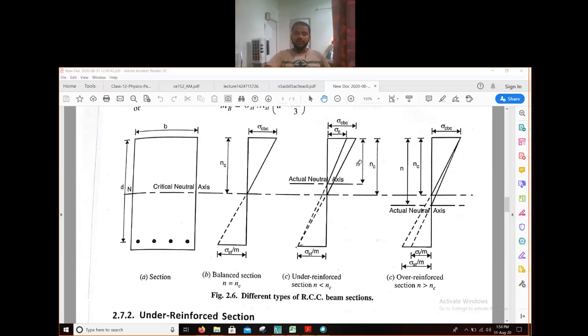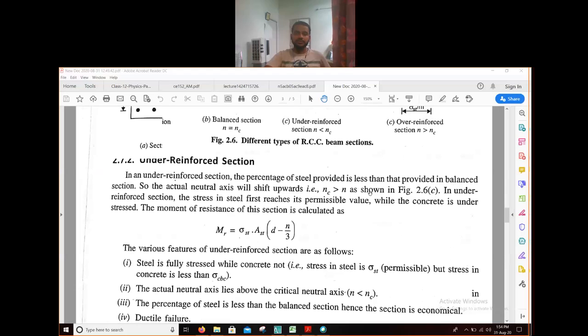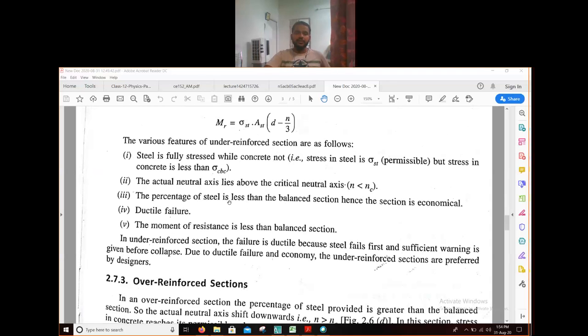The actual neutral axis will lie above the critical neutral axis. Then the percentage of steel is less than the balance section, hence it is economical. Then it is known as ductile failure. In under-reinforced section, if our beam fails, then the failure will be ductile.